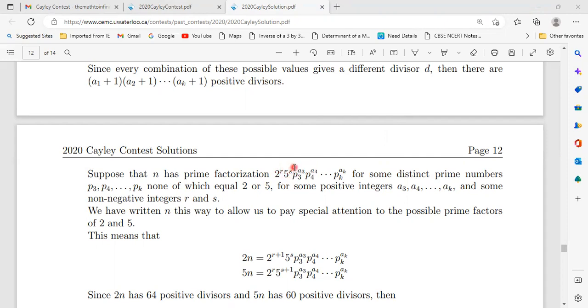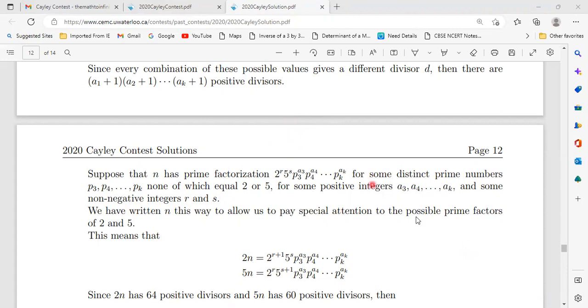And 5 power s, then p3 power a3, p4 power a4, and so on, pk power ak, for some distinct prime numbers p3, p4, and so on, pk, none of which is equal to 2 or 5, for some positive integers a3, a4, ak, and some non-negative integers r and s. Non-negative integers means positive and also 0.